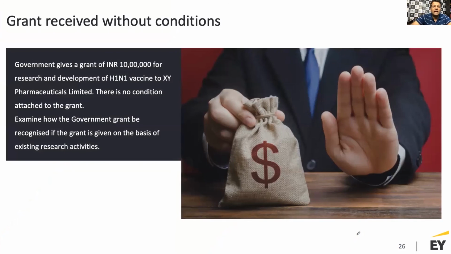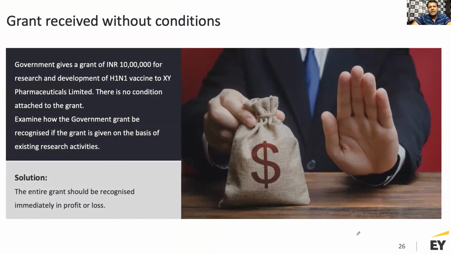So the government gives a grant of INR 10 lakh for research and development of H1N1 vaccine to XY Pharmaceuticals Limited. There is no condition attached to the grant. Examine how the government grant should be recognized if the grant is given on the basis of existing research. That means for the past, right? So you're going to again record this on an immediate basis. The entire grant should be recognized immediately in the profit and loss account.